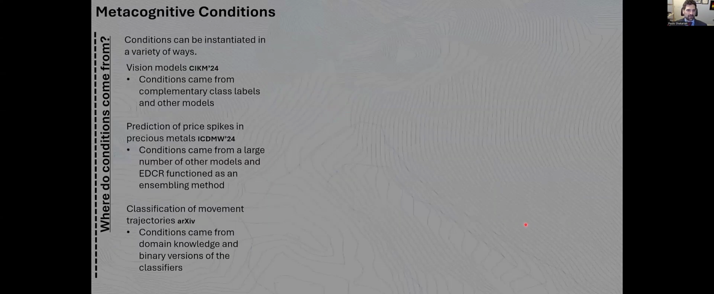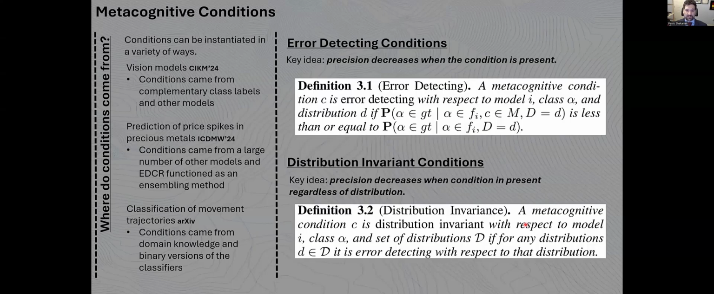Okay, so where do conditions come from? Well, we talked about this a little bit in the related work. With the vision work, we looked at complementary classes. With the ICDM work, we looked at a different model. And with the preprint from arXiv, we look at domain knowledge, and we also look at binary versions of the classifier. And we have two definitions in the new work that we define.